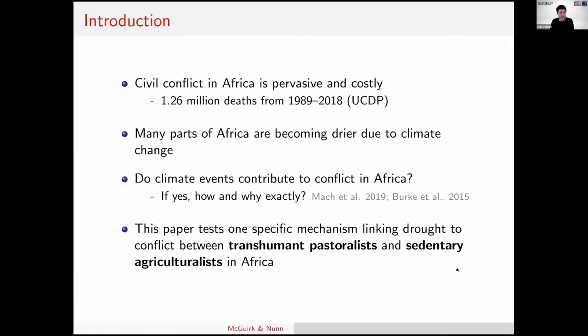So we're broadly interested in this question of whether climate events contribute to conflict in Africa, and if they do, how and why exactly. There seem to be quite a few survey papers in recent years calling for more work on these precise mechanisms to link climate change related weather events to conflict in Africa. So that's where we come in. We're going to test one very specific mechanism linking drought to conflict between two types of ethnic groups. The first is transhumant pastoralists, who I'll speak about in just 2 seconds. And the second are sedentary agriculturalists, also known as farmers.